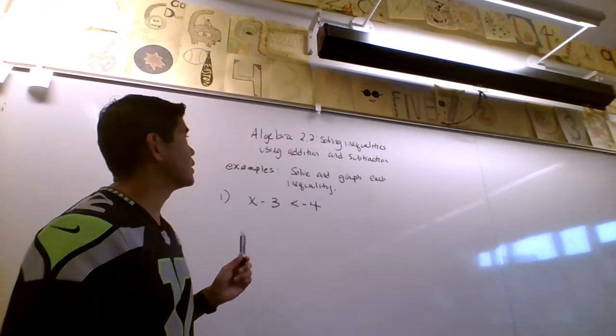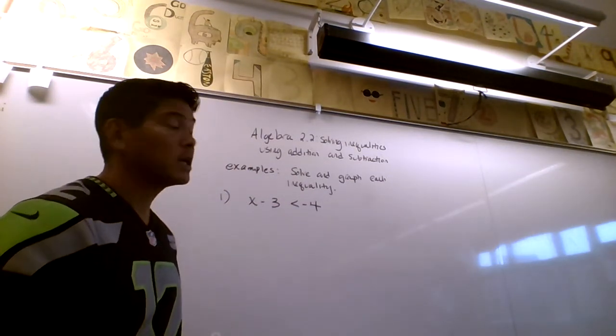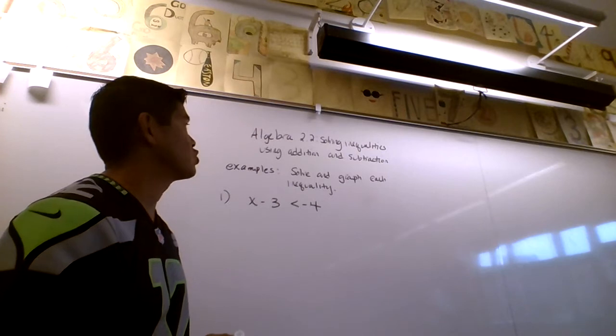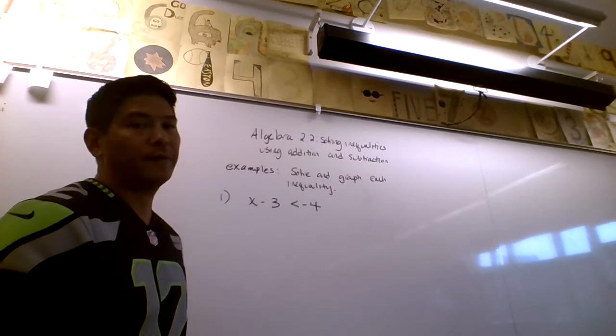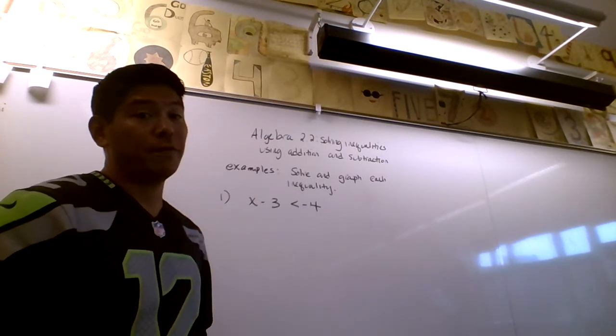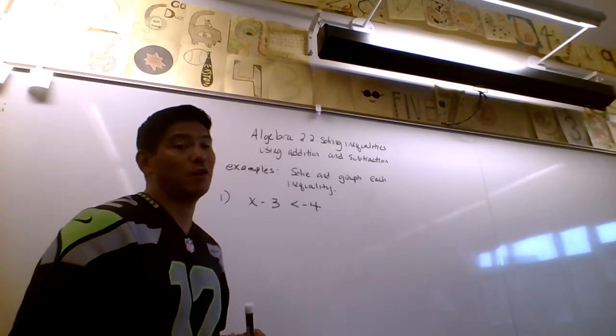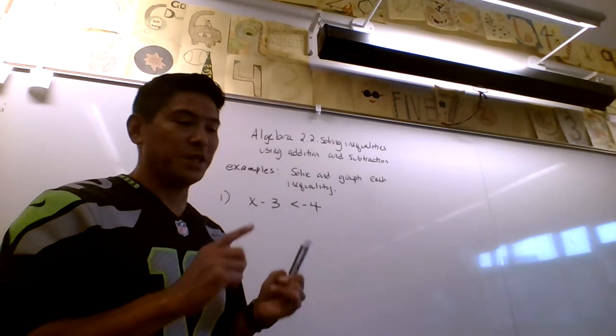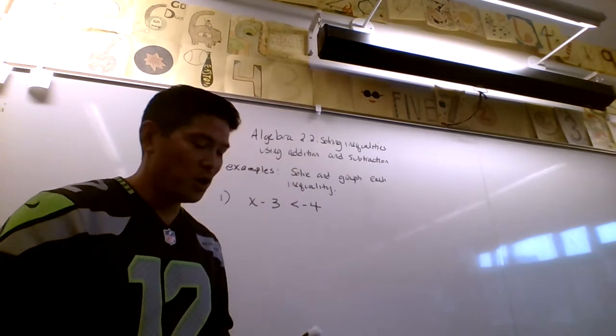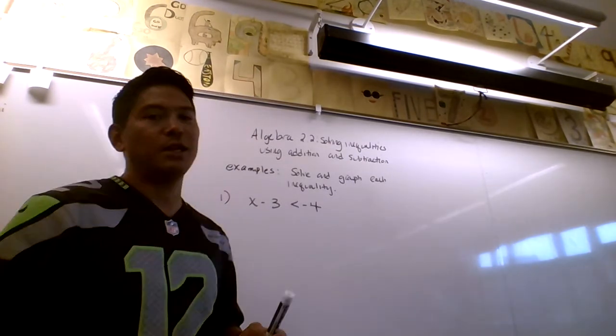With Algebra 2.2, solving inequalities, specifically using addition and subtraction. So before we start solving inequalities, you need to be able to solve equations because you solve inequalities almost identical to solving equations. You still want to use inverse operations on the variable, which means you still need to see what's being done to the variable.